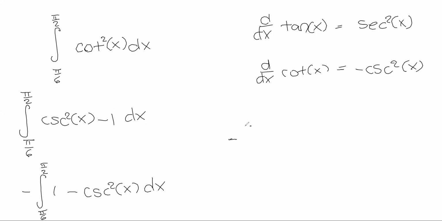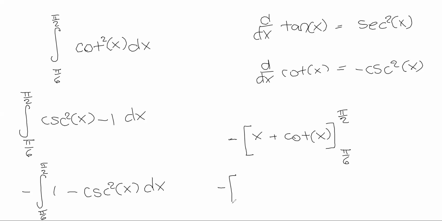So we have negative, the antiderivative of 1 is just x. Antiderivative of cosecant squared of x is going to be cotangent, as we can see. So we're going to have minus cotangent of x. No, just positive, because the antiderivative of negative cosecant squared of x gets us positive cotangent. So it's going to be plus cotangent of x. And this is a definite integral. We have our limits of integration to plug in at the end.